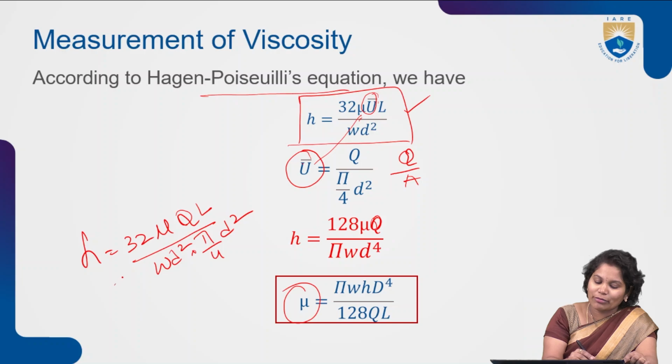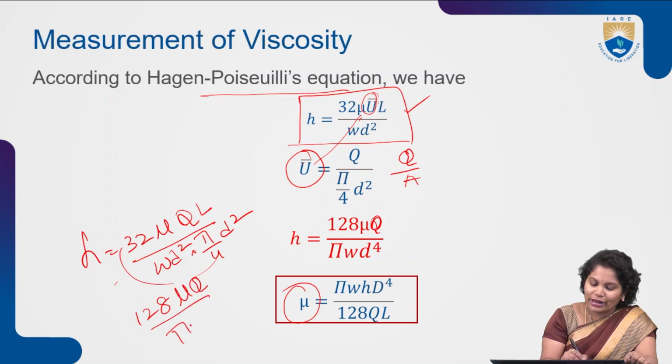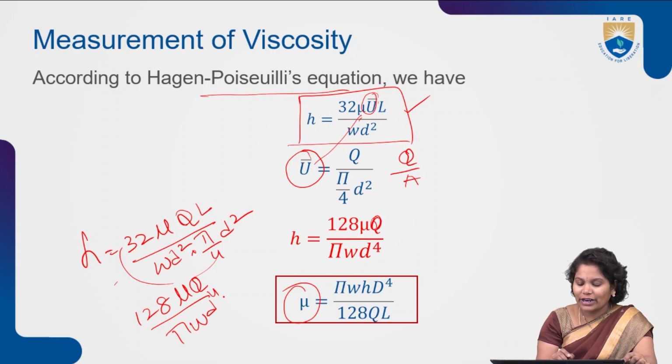So when you do this completely, you will get 128 mu Q L by pi w d to the power of 4. Right? And L is also there here.